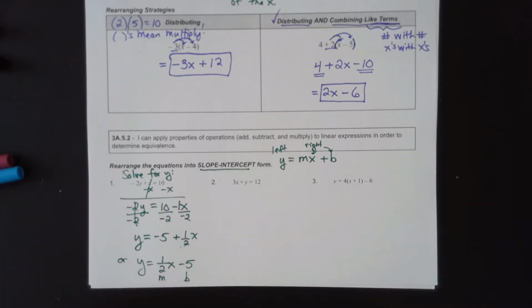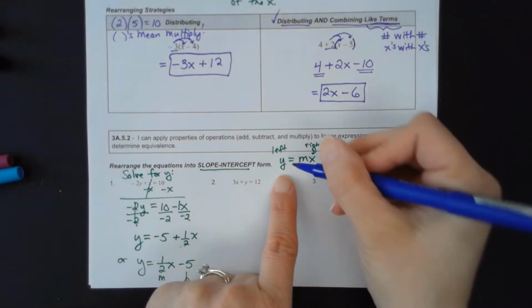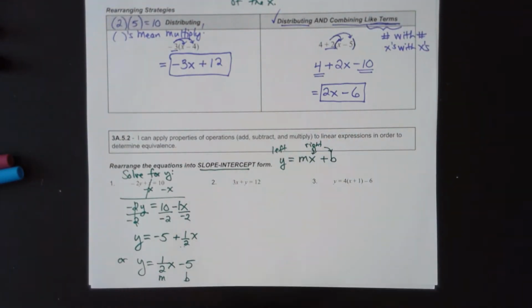Okay, so slope-intercept form needs the y on the left and the x term and the constant on the right.